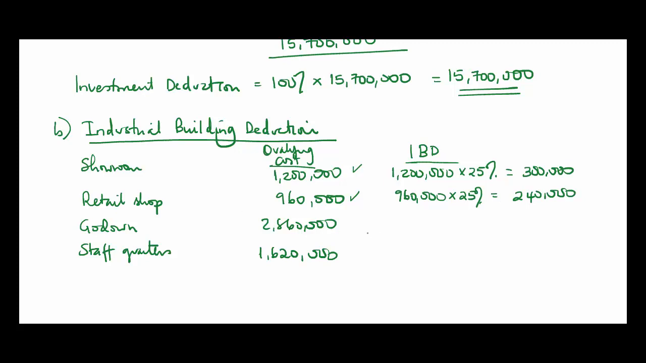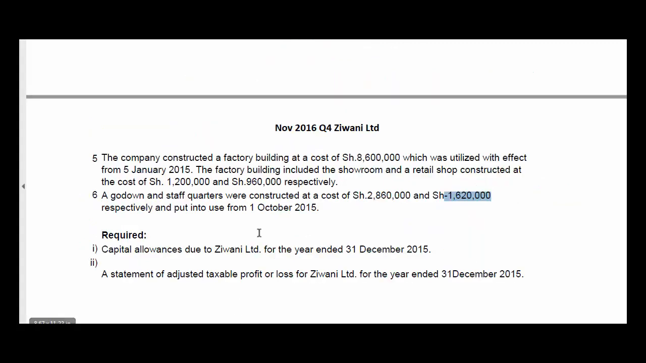Now the godown and the staff quarters are based on 10%. So this is 2860 times 10%, and this is 1620 times 10%. Now there was an additional complication in this scenario with regards to godown and staff quarters, in that they were not used for the entire year and you're supposed to prorate.